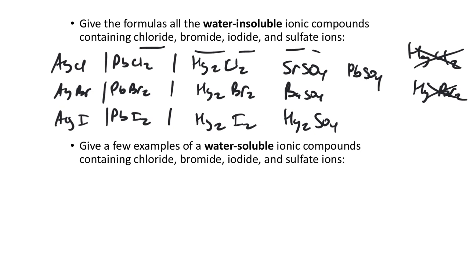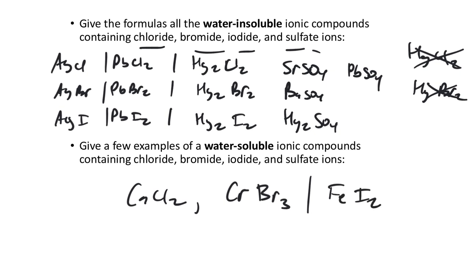So a few examples of chlorides, bromides, iodides, sulfates that are water soluble. You can go calcium chloride. For a bromide example, you could go chromium CrBr3, which would be water soluble with the chromium 3 ion, iron 2 iodide, so FeI2, and then calcium sulfate. These would all be examples of water soluble. So any other metal ion you pair up would be soluble.